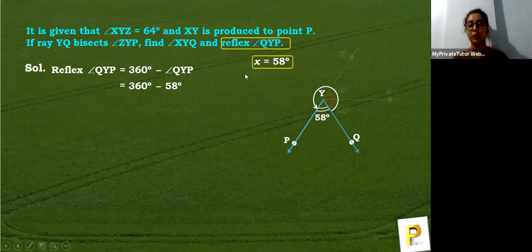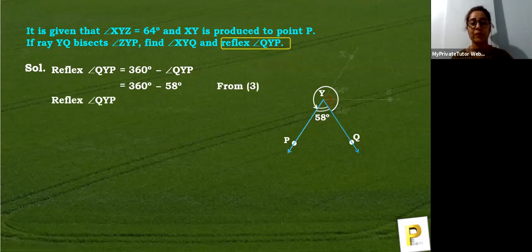Okay, I've got one more answer. Let's see, is that correct or not? 302. Yeah, that's absolutely correct, what you guys have answered. So that's very much correct.